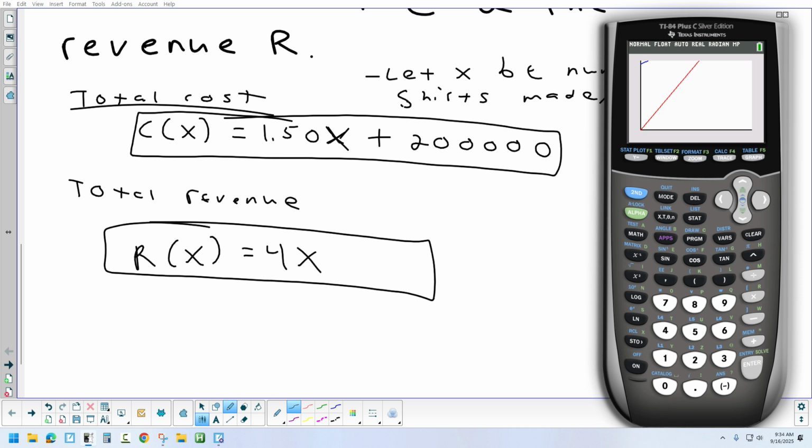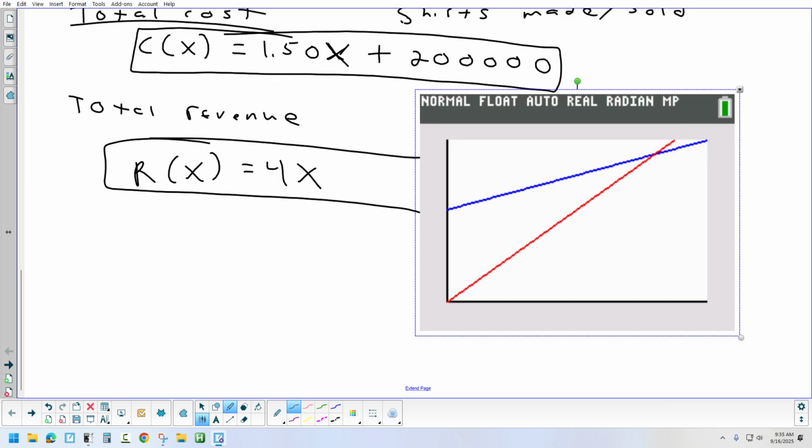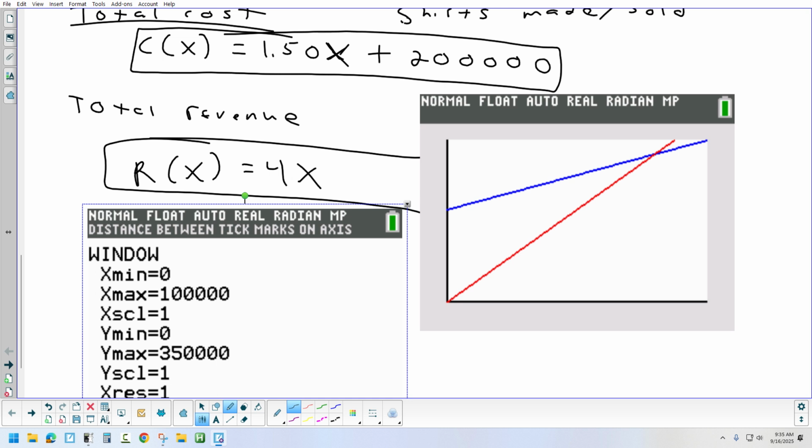Yep. Change the Y max. Yeah, we got to see higher. So instead of 210,000, let's go to like 350. Let's see if 350,000 is enough. I think, yeah, I think that'll be good. Yeah, that's good. So that is a complete graph. So don't forget to tell me the window. Put that with it. Not the only window, but it is enough that you can see the intersection point clearly, and that was the goal.